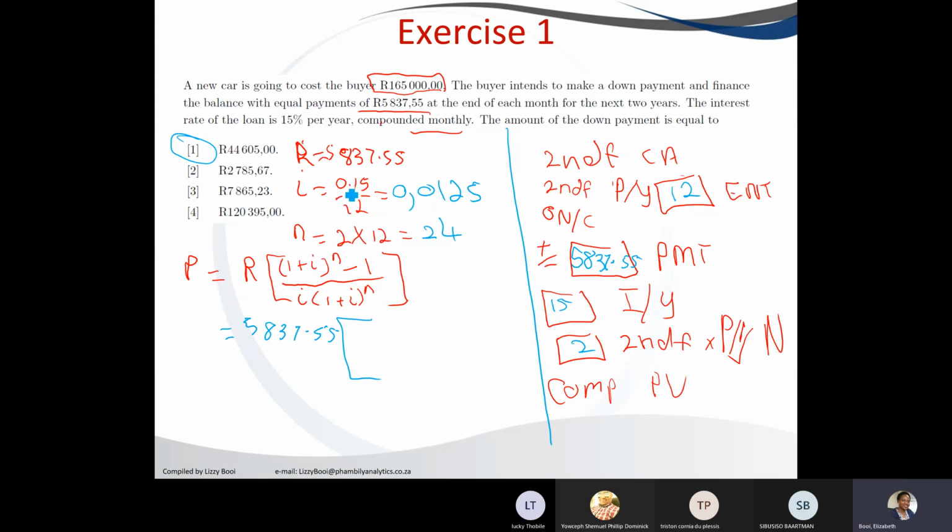So instead of substituting 0.15 divided by 12 where you see i, you're only going to substitute the value of 0.0125. So this will be, in brackets, 1 plus 0.0125 to the power n, which is 24, the power of 24, minus 1, divide everything by 0.0125 times 1 plus 0.0125 to the power 24.